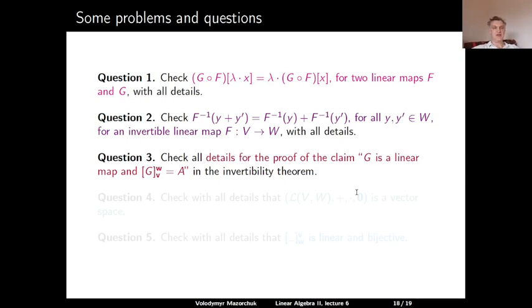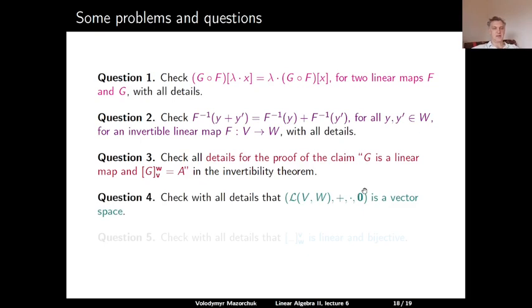Question 3. Check all the details in the proof of the claim that G is a linear map and the matrix of G is A in the invertibility theorem. So in the proof of the invertibility theorem, we constructed the inverse to F as some map G defined using its matrix. So check this part of the proof with all details. Question 4.